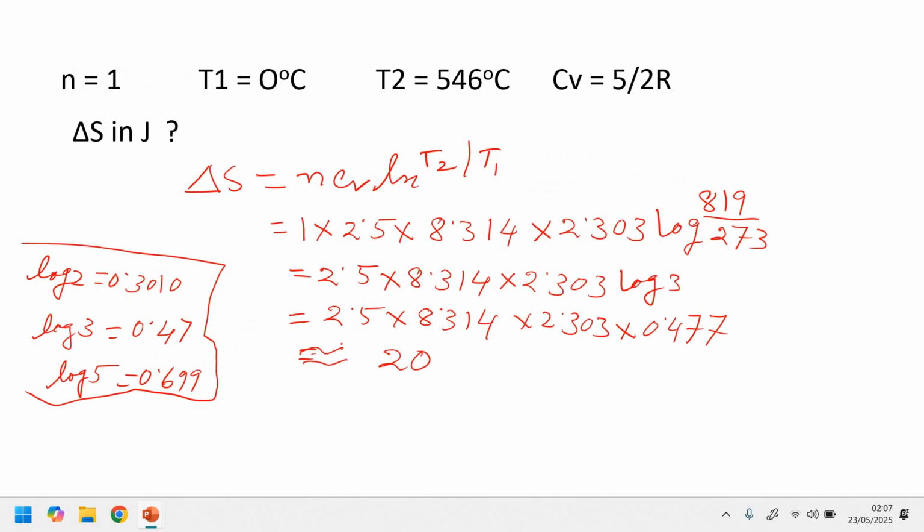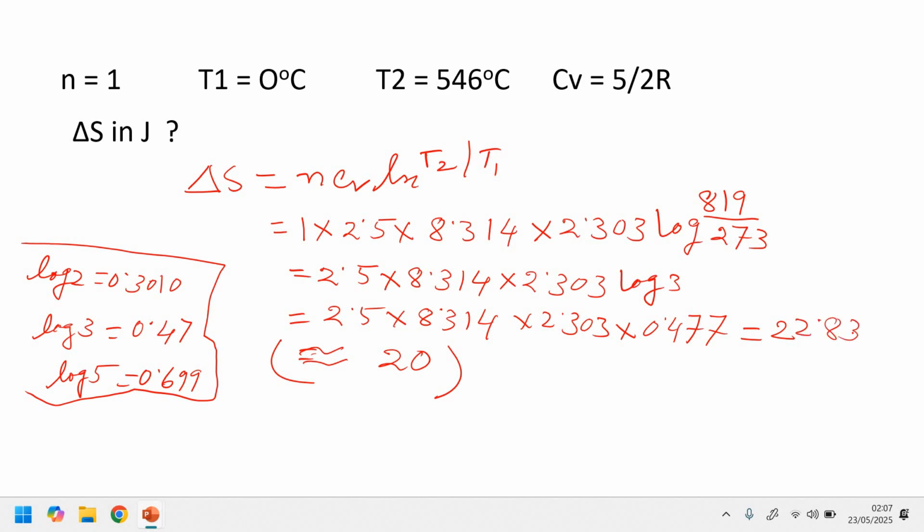Now the correct value: this is what I have done approximately. If you do it correctly, the correct value will be 22.83.